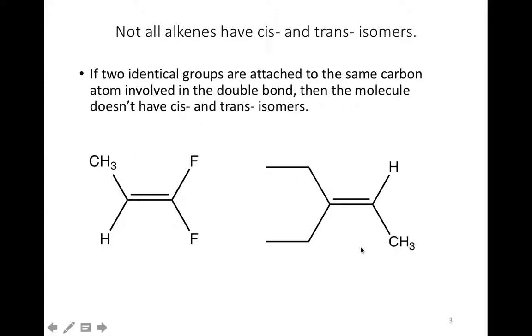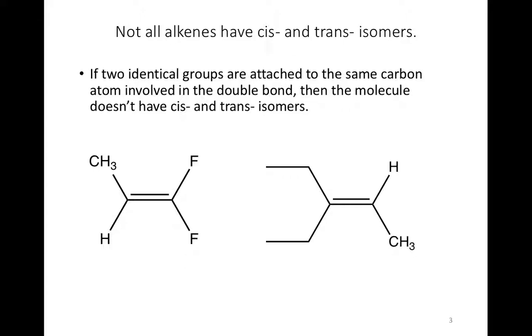But the point of this slide is that not all alkenes have cis and trans isomers. If you have two identical groups on the same carbon atom, then it doesn't matter if I flip those, it is exactly the same molecule. And so in this case, I don't have cis and trans isomers. And the same thing is true here. The H and the CH3 are different, but on this carbon, both of the substituents are ethyl groups. And so neither of these molecules would have cis and trans isomers.